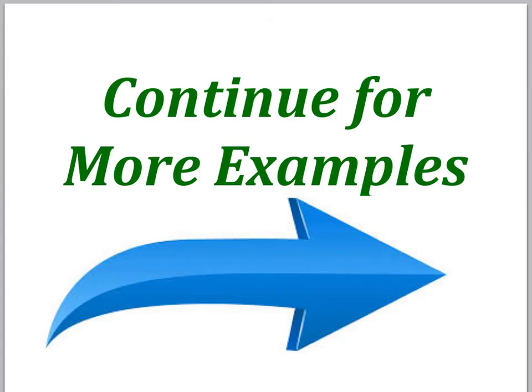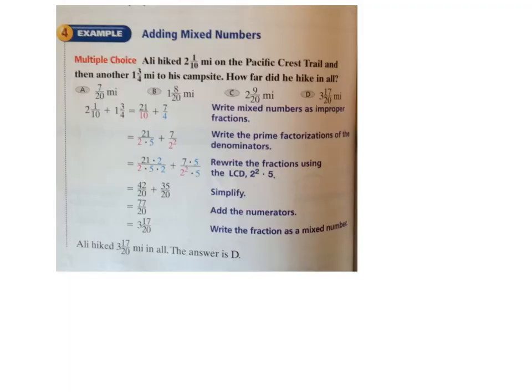Continue for more examples from me. All right, last set of examples here. Adding mixed numbers. Love that stuff. It says here, Allie hiked 2 1/10 of a mile and another 1 3/4 mile to his campsite. Must be Ali. How far did he hike in all?